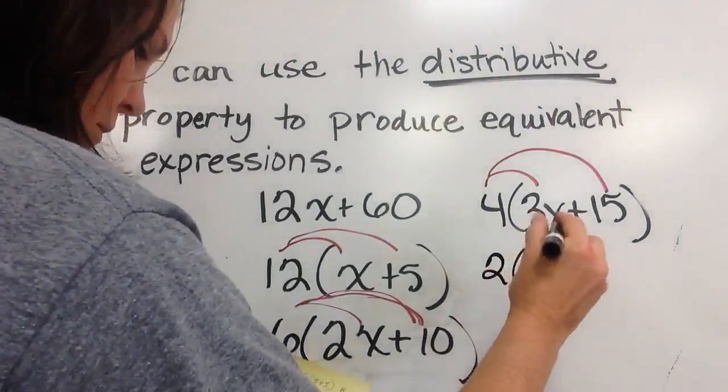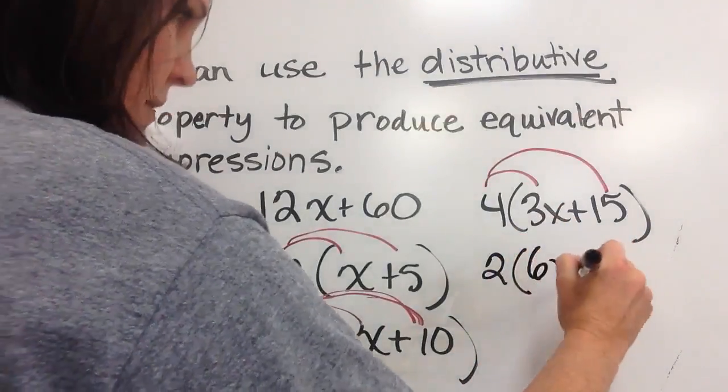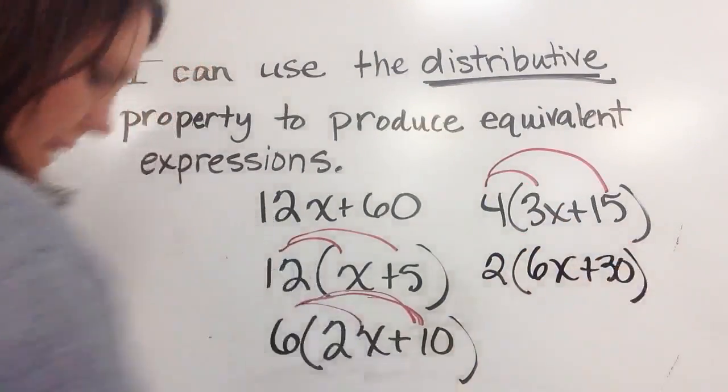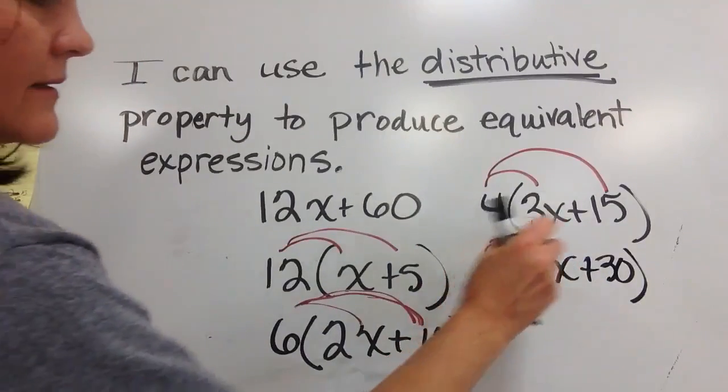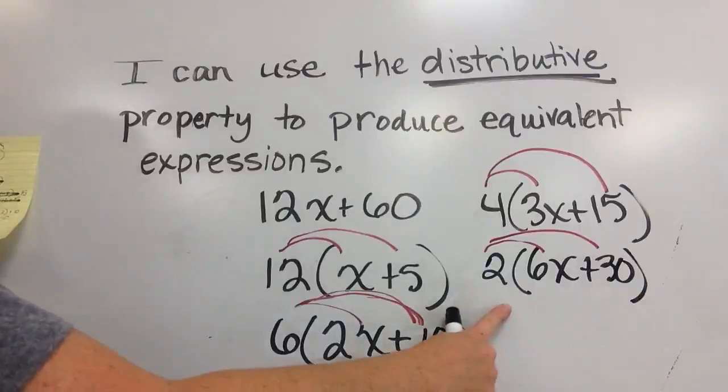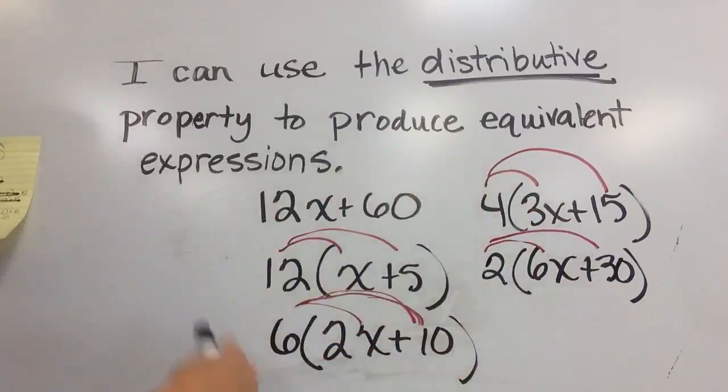And then we'll do one more. If you distribute here, you get 12x and 60. So this is also equivalent. So all of these are equivalent expressions, and this is how you use the distributive property to determine if expressions are equivalent and to also produce equivalent equations or expressions.